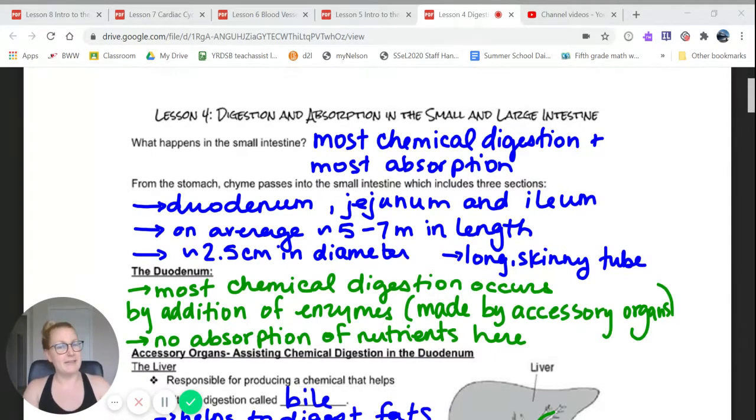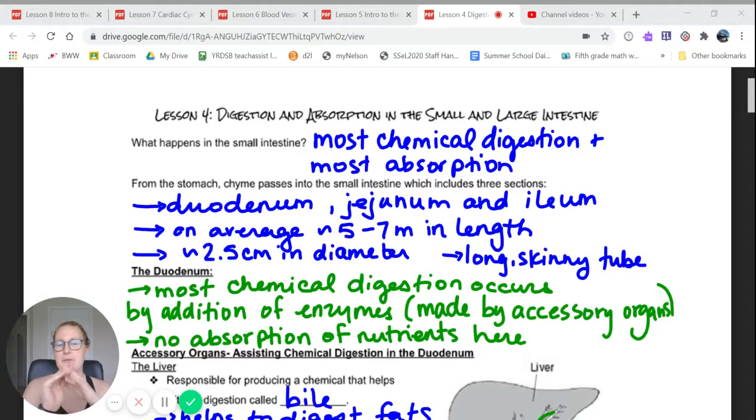The small intestine is made of three sections. They're called the duodenum, jejunum, and ileum. On average, the small intestine alone is about 5 to 7 meters. I gave you an average amount the other day, which was 7 to 9 meters for the entire system, so a huge majority of that is the small intestine. It is about 2.5 centimeters in diameter, so it is a very long but very narrow tube.